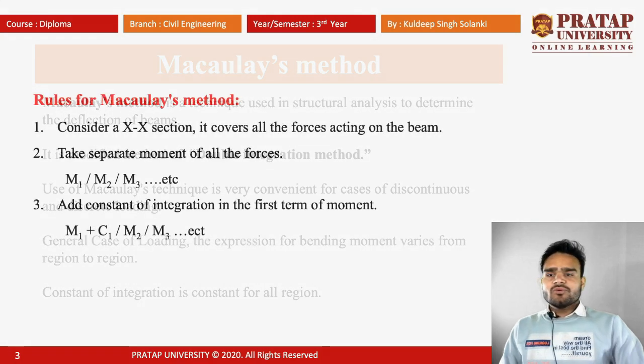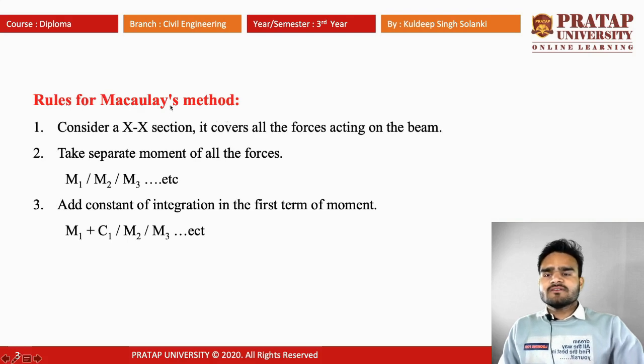The rules for the Macaulay method: first, consider an XX section that covers all the forces acting on the beam. Then take the separate moment of all the forces. Suppose M1 is the first force moment, M2 is the second force moment, and M3 is the third moment, separated by an oblique.